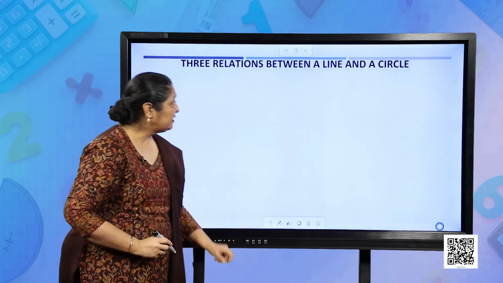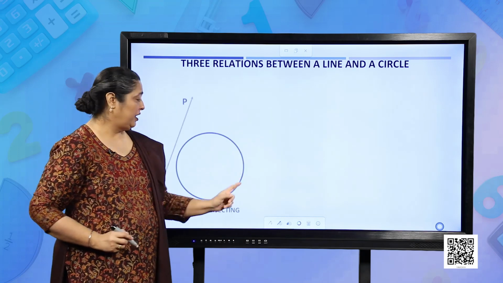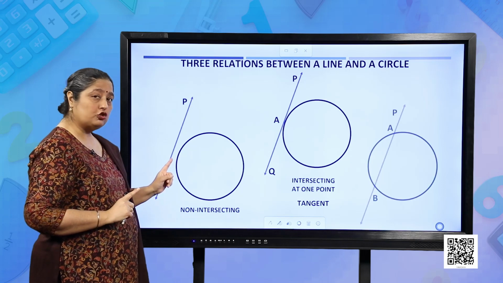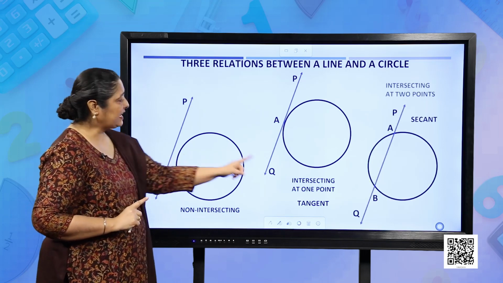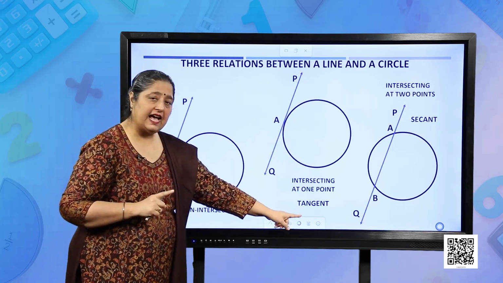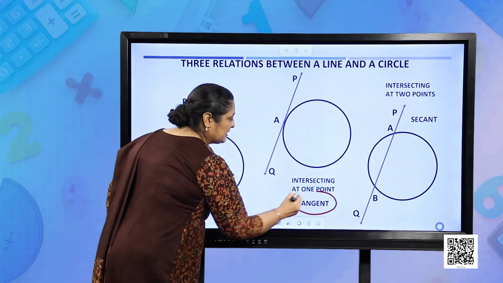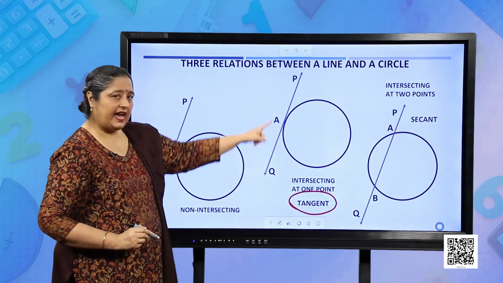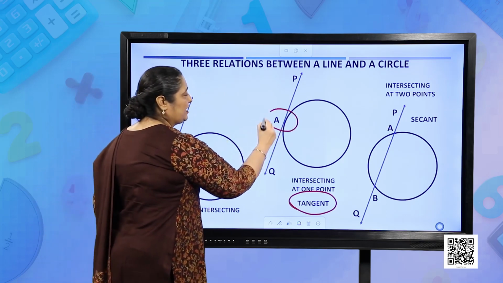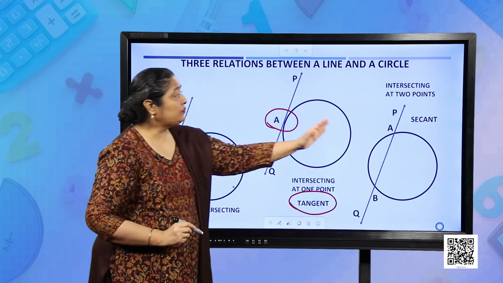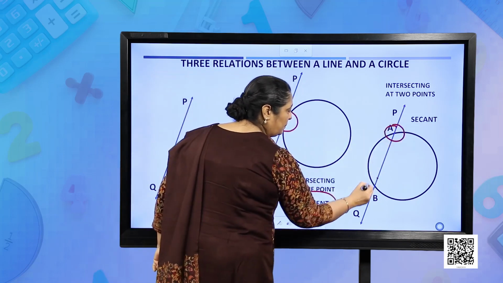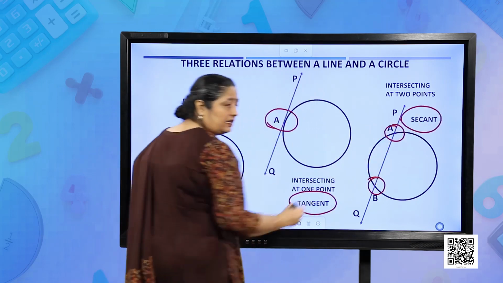So, what we find is the relation between the line and the circle, we have 3 cases. The first case, non-intersecting. The line is not intersecting the circle, right? The second case, the line is intersecting the circle only once. We have this as a tangent. This is a tangent wherein the line PQ is intersecting the circle at one point A. Now, as we move forward, we have 2 intersecting points. The points are A and B, and this is called a secant.